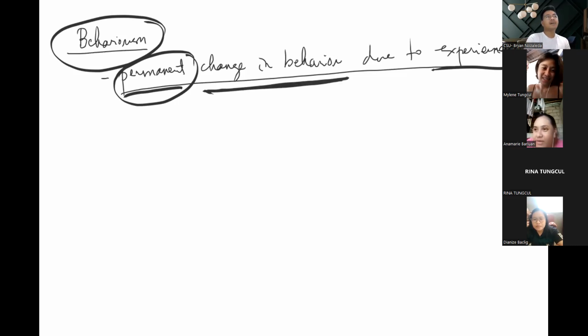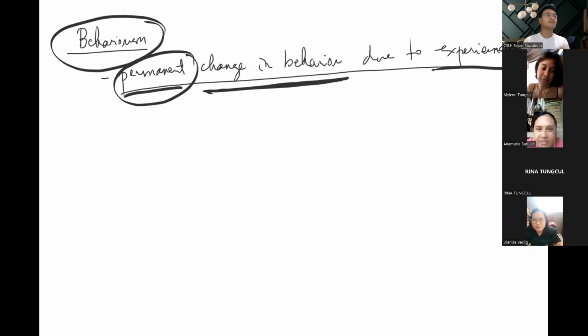Di ba? Pagka nakita mo na yung kalaguyo mo na may kasamang iba at alam mong sweet na sweet sila, what would be the change in your behavior? Siyempre, iiwanan mo na siya, di ba? Siyempre, parang mababawasan na yung pagmamahal mo sa kanya. That would be the expected change in behavior.